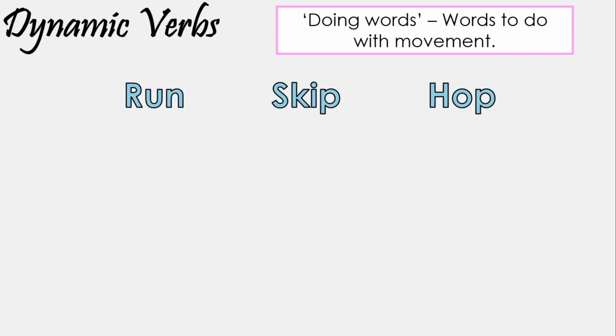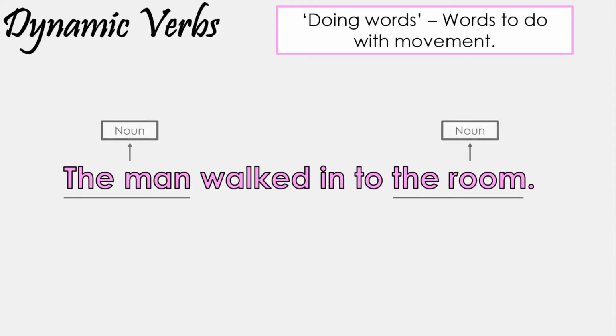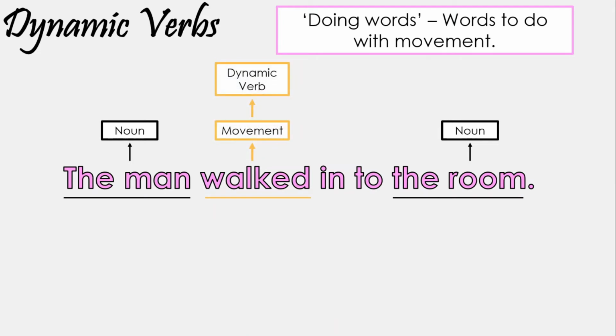They describe an action. Take the sentence, "The man walked into the room." We know from our knowledge of nouns that the man and the room are both nouns. Check out the series on nouns if you didn't already know that. And the only word to do with movement in that sentence is walked. So this is clearly the dynamic verb.